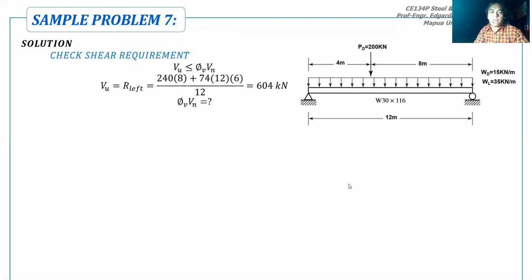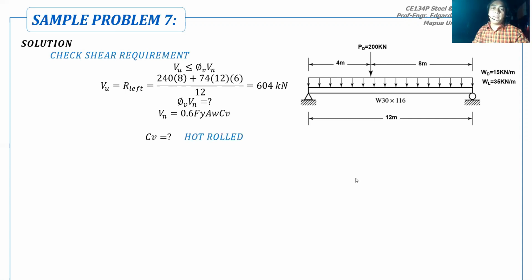Now next, how do we solve for the design strength? Vn. Okay, so yung Vn, as I've discussed kanina, it's given as 0.6 Fy Aw times Cv. So yung Fy given naman, Fy ng beam, yung Aw yun yung area ng web. Alam mo naman yung depth at saka thickness ng web ng wide flange section ng section na given. Tapos yung Cv alamin na lang natin.